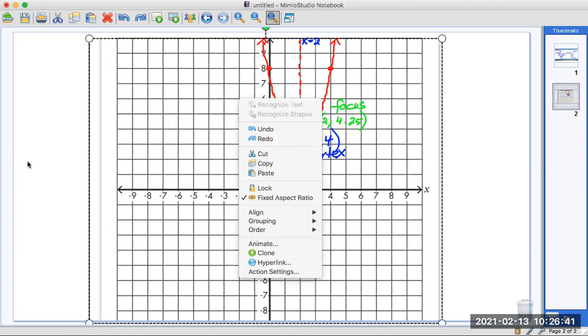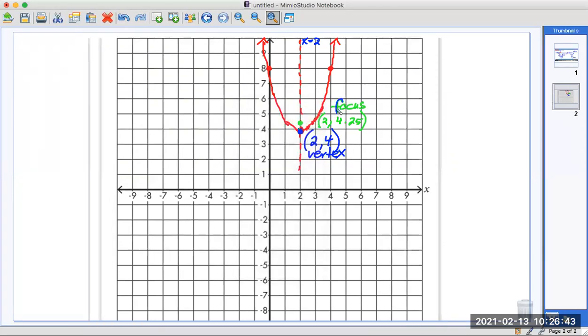Focus is, oh, that's turning it into a blue. Oh, well, let's just finish this up. The coordinate is 2, 4.25. And the vertex is at 2, 4.